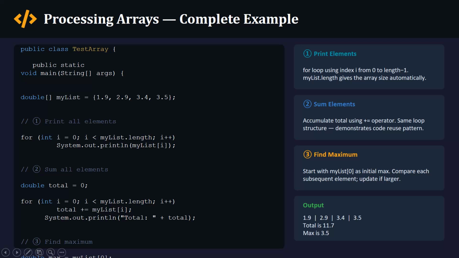Then we said when the plus comes before the equal, then we start with the addition. So 1.9 plus 2.9 plus 3.4 plus 3.5, giving us a total of 11.7. And then you print out the totals. And then down there, we can now find the maximum value.